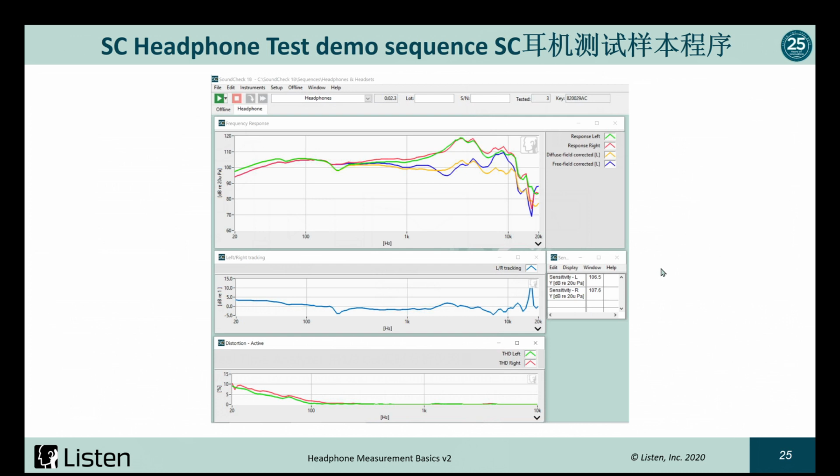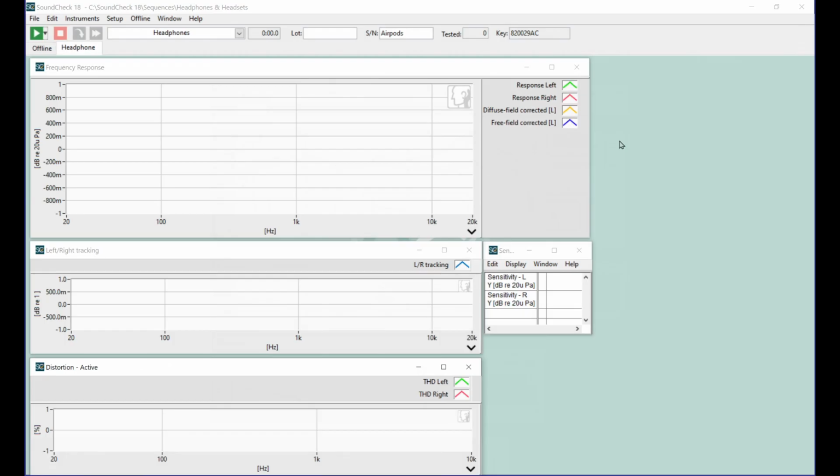All right, so now it's time for a little demo. And what I'm going to do is briefly pause screen sharing so I can show you the SoundCheck screen. All right, so headphone demos are a little boring because you can't hear anything. So I'm just going to cheat a little and use recalled data.